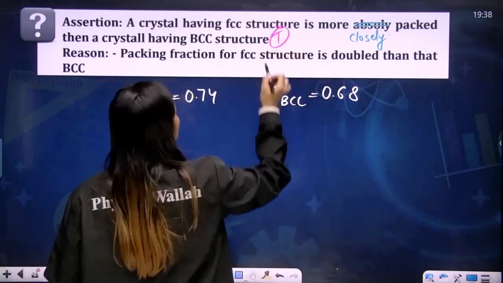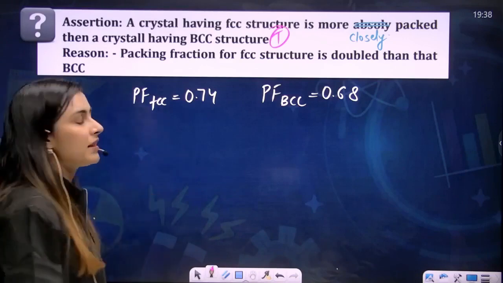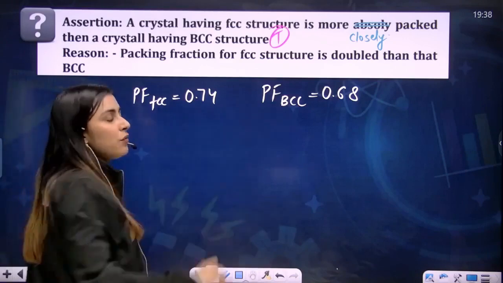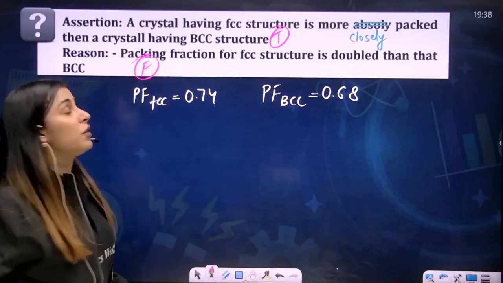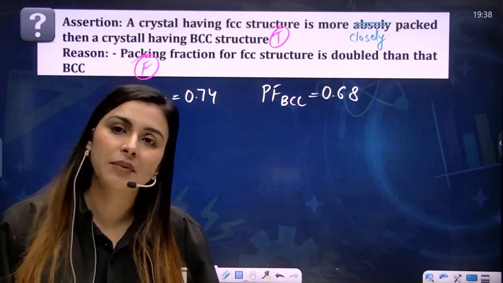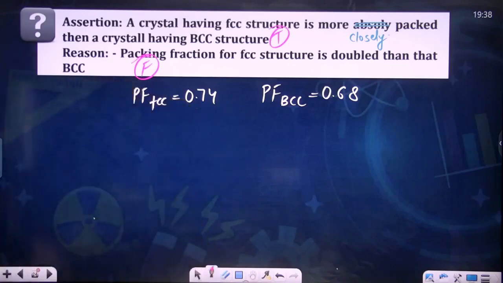The reason says that the packing fraction for FCC structure is double that of BCC. Is 0.74 double of 0.68? No. So this statement is false. Your first statement is true, but your second statement is false. Perfect. This is how you will be solving this type of questions. Please write it down and then we'll move forward.